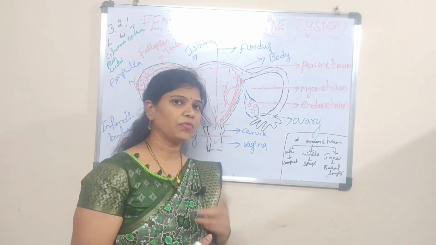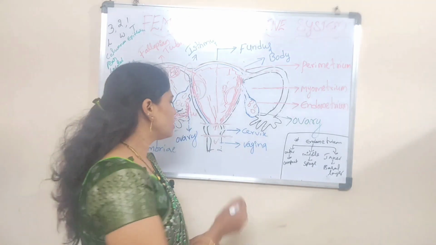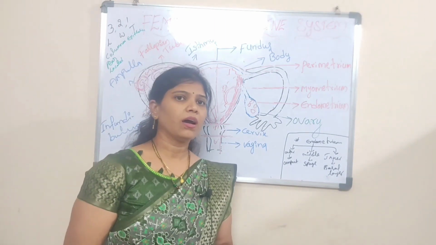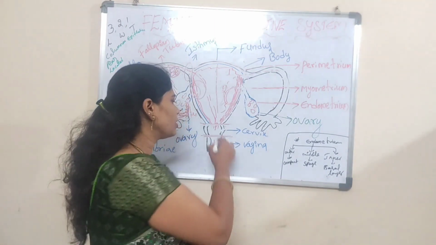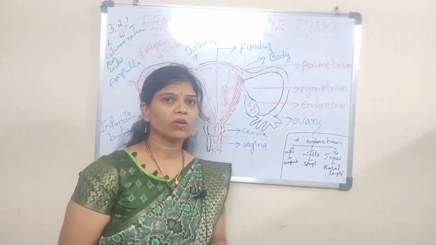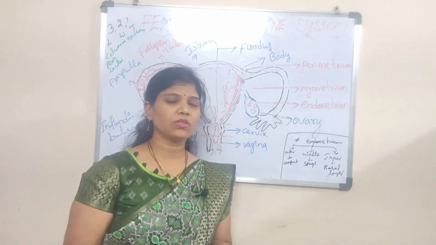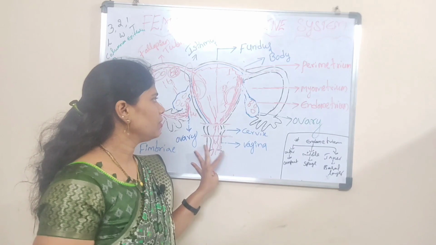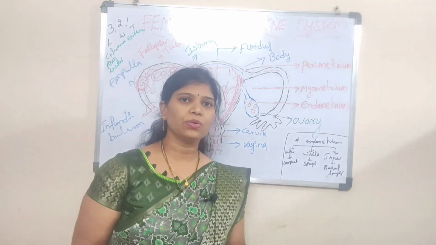You already know the main function of the vagina. During sexual intercourse, the vagina allows the penis, and it also allows the menstrual flow. These are the main functions of the vagina, and this is the main structure of the female internal reproductive organs.